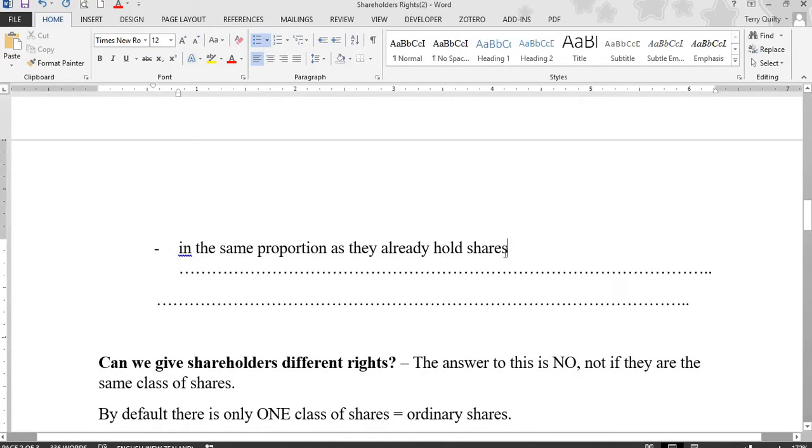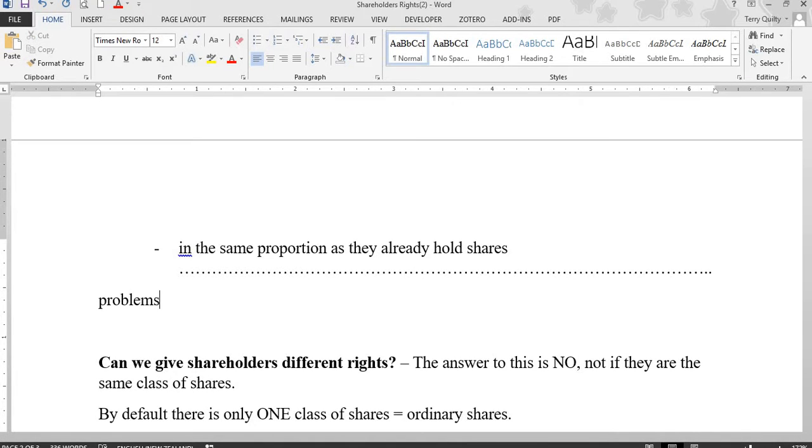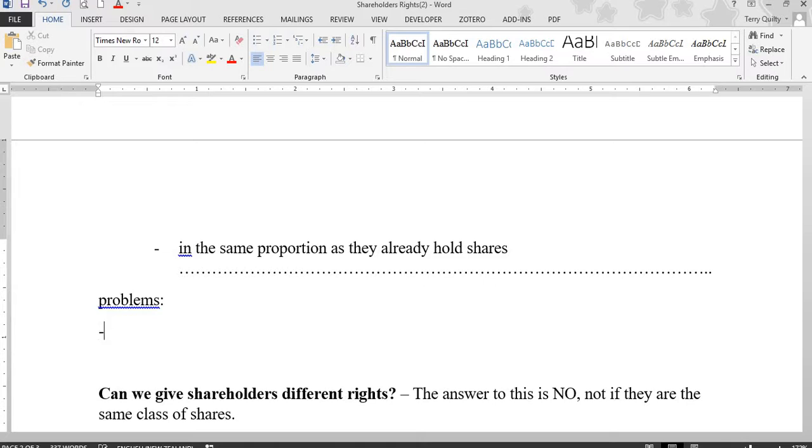Now, this is the point about it in here. It must be in the same proportion as they already have. But what you want to think about here when deciding, do I want to have preemptive rights in my assignment answer in relation to my business plan? The problem is, can you bring in new shareholders if we have preemptive rights? So every time a person wants to sell their shares, those shares have to be offered to existing shareholders. And that preserves the balance and stops people coming in you don't want.